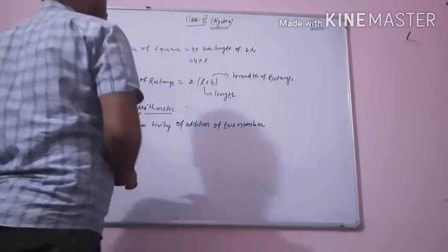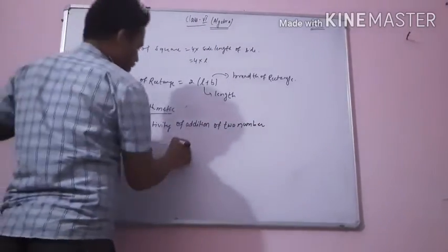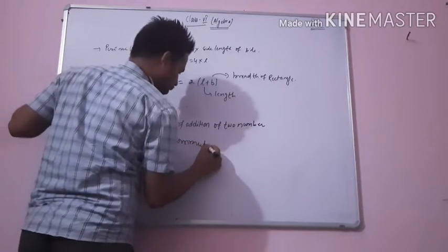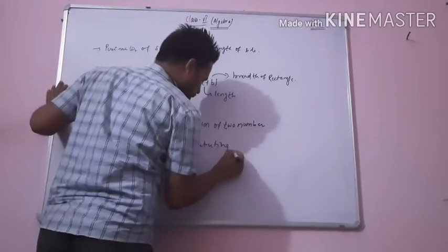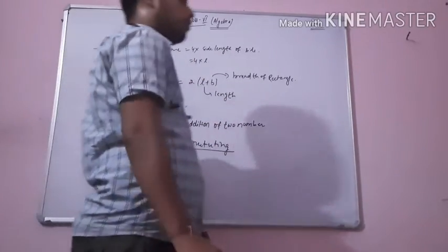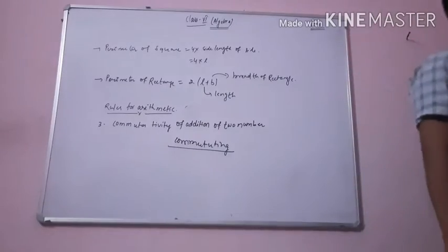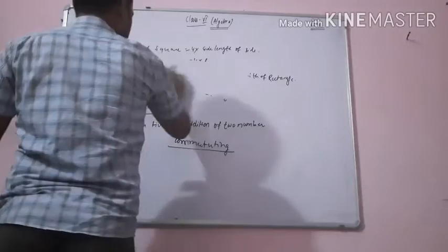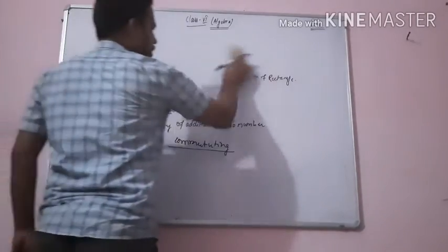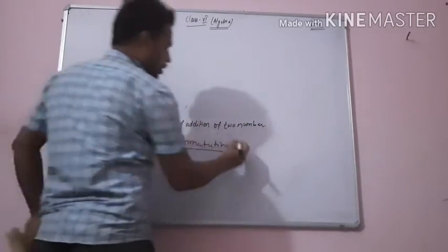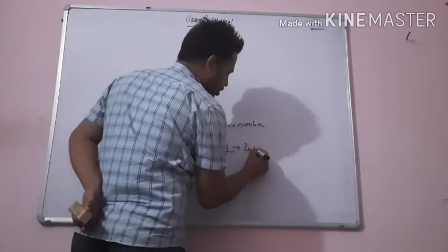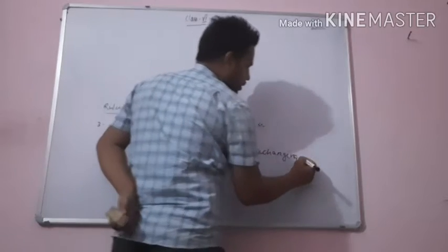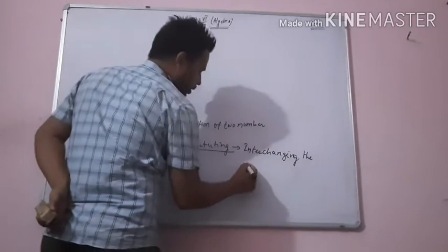See what word comes here: commutating, C-O-M-M-U-T. Commutating means interchanging of numbers. What is meant by commutating? Interchanging of numbers. So in the case of addition, first, we are looking at addition. Commutating means interchanging the numbers.